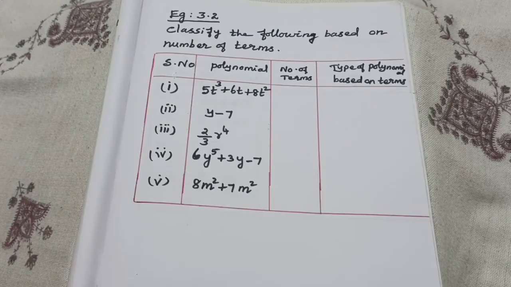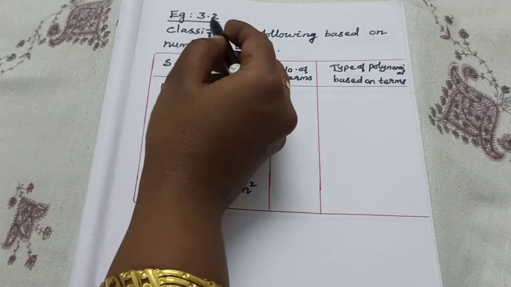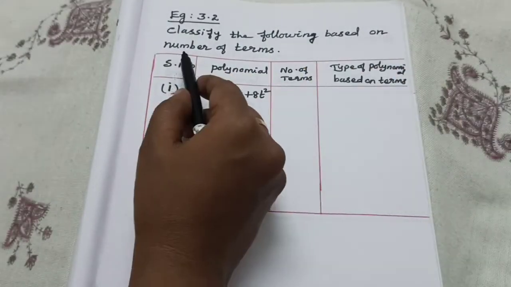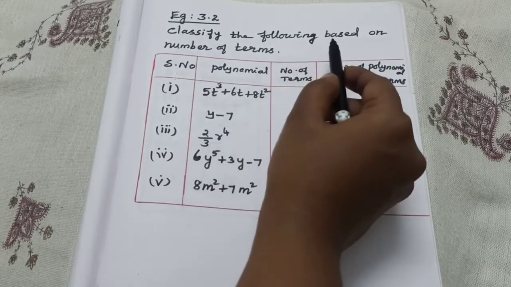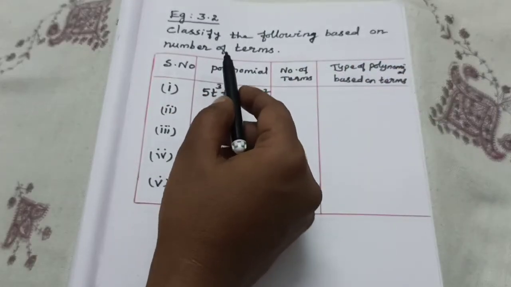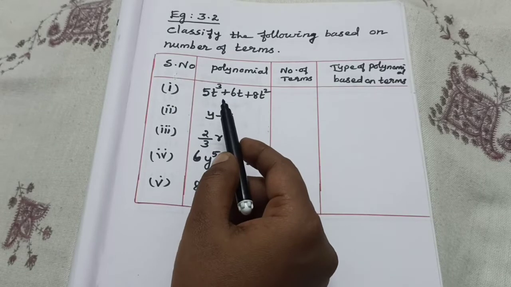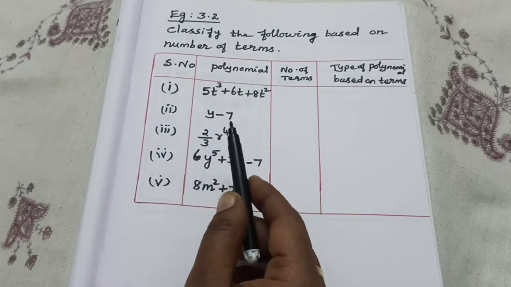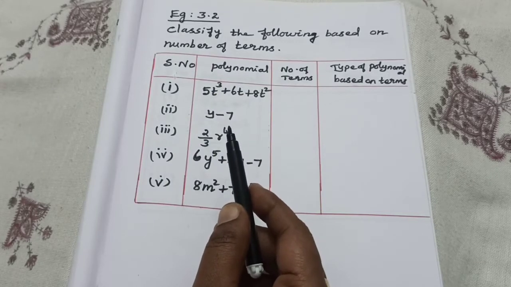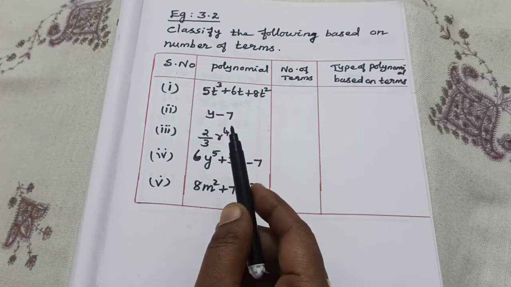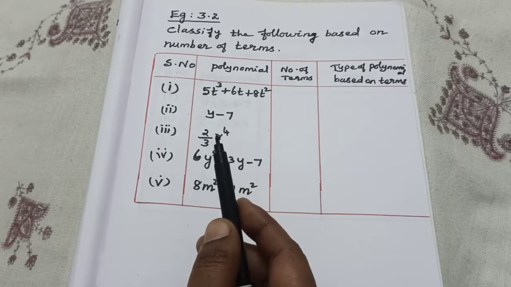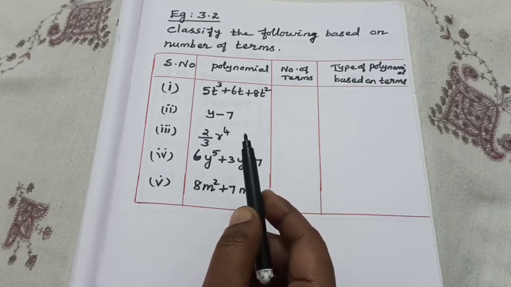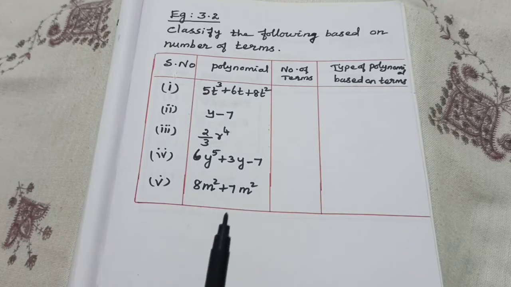Okay. Next one, example 3.2. Classify the following based on the number of terms. Based on the number of terms, 3 types we learned, isn't it? What are the types of polynomial? Monomial, binomial and trinomial. Like that, 3 types we studied, isn't it?